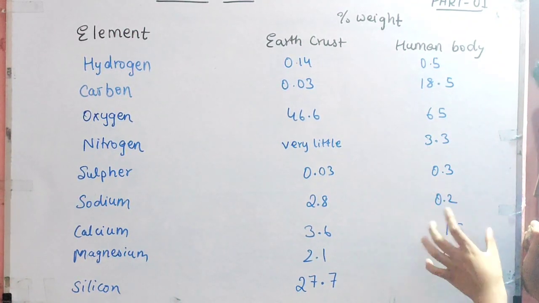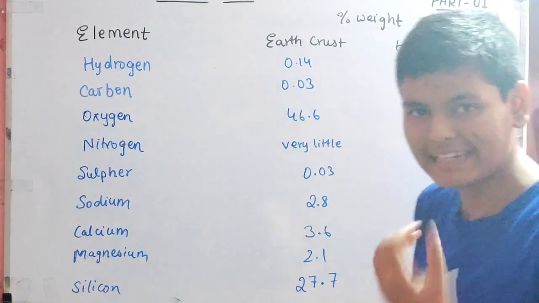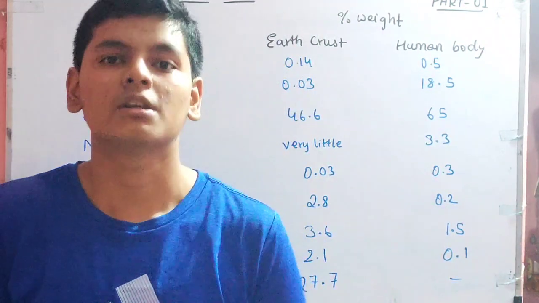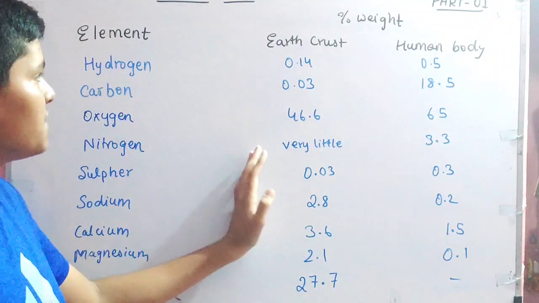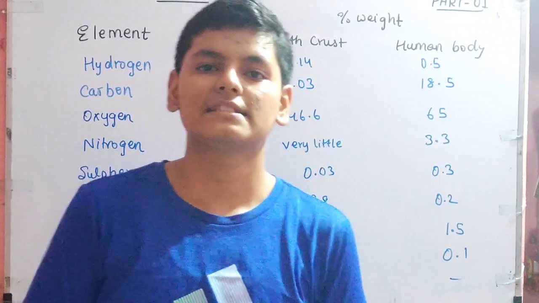Sulfur, calcium, magnesium, silicon, sodium, these all are used in our body in a trace amount, so that is why they are also present in the human body in trace amount. So the conclusion from this table is that all the substances which are present in the earth's crust are also present in the human body. This is just the conclusion.